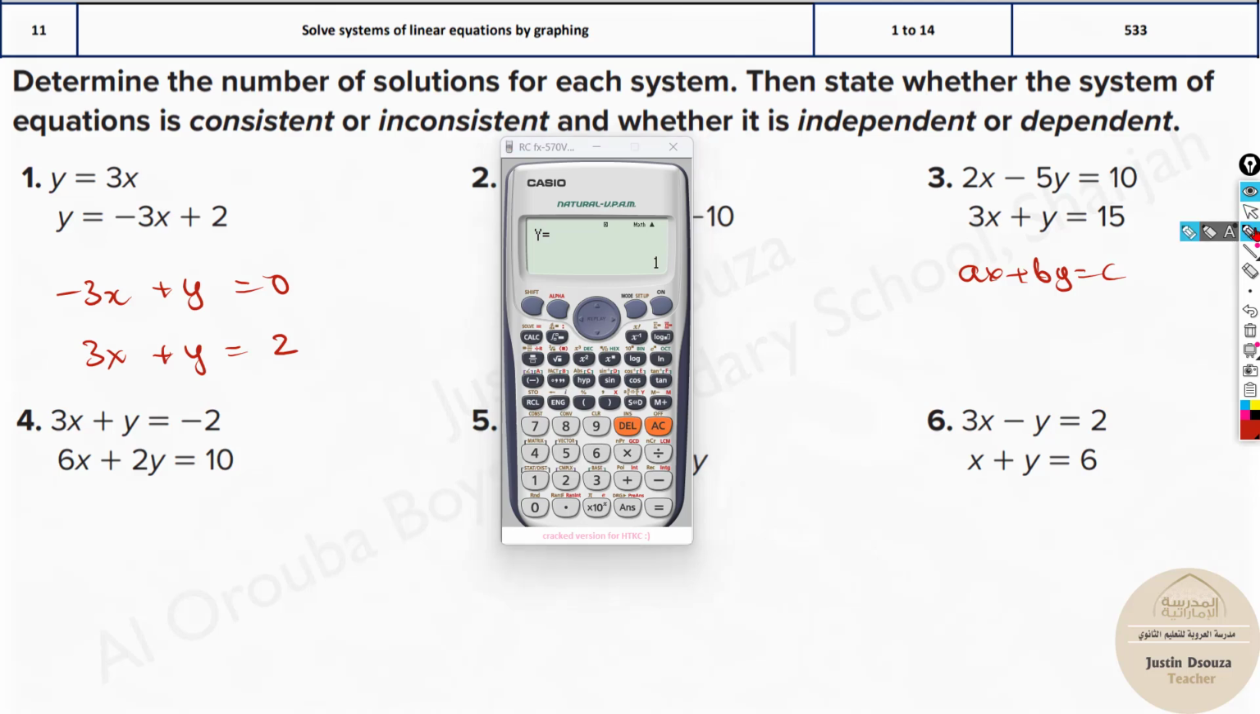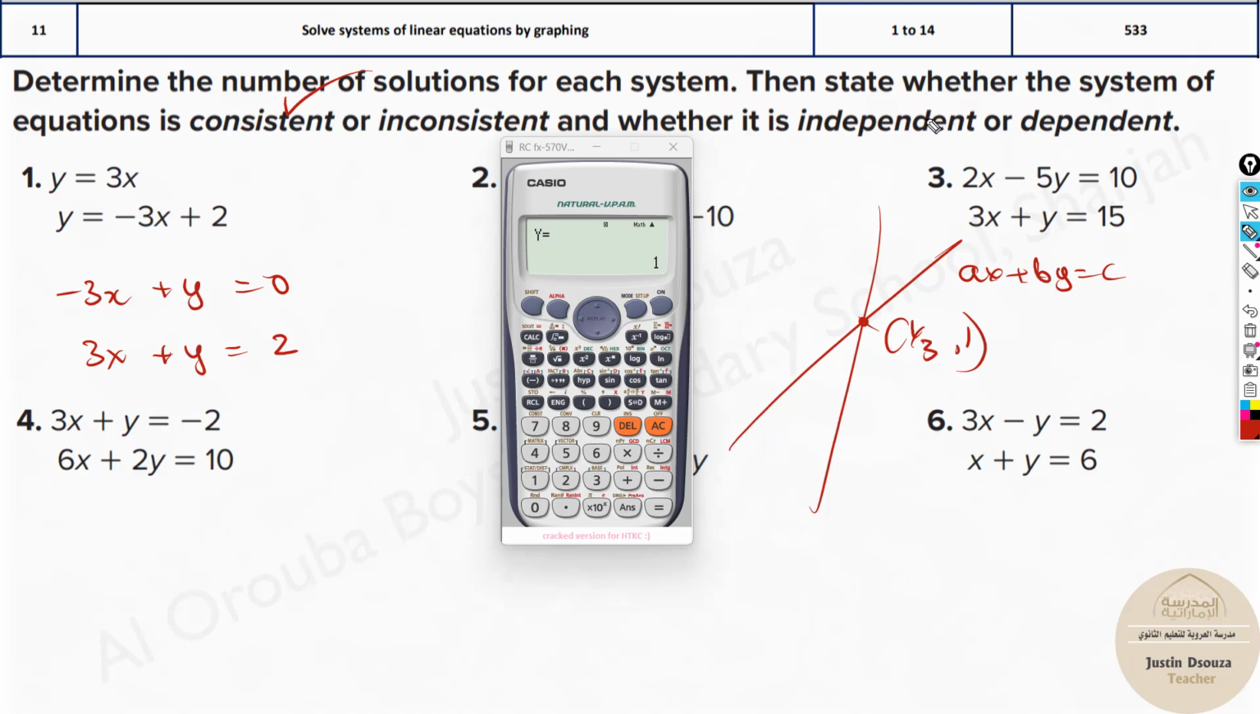That means if you graph these two equations, they will meet at a certain point. That was at 1/3, 1. So they are meeting at a point. So this means there is a solution. So it is consistent. Whenever you get a solution over here, it is consistent.